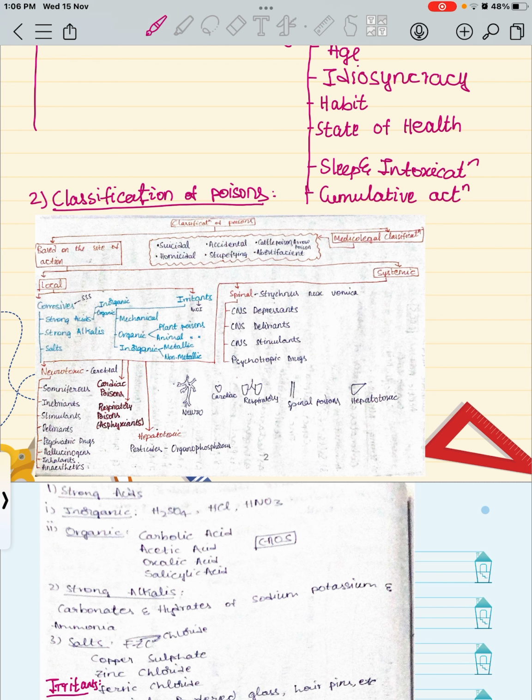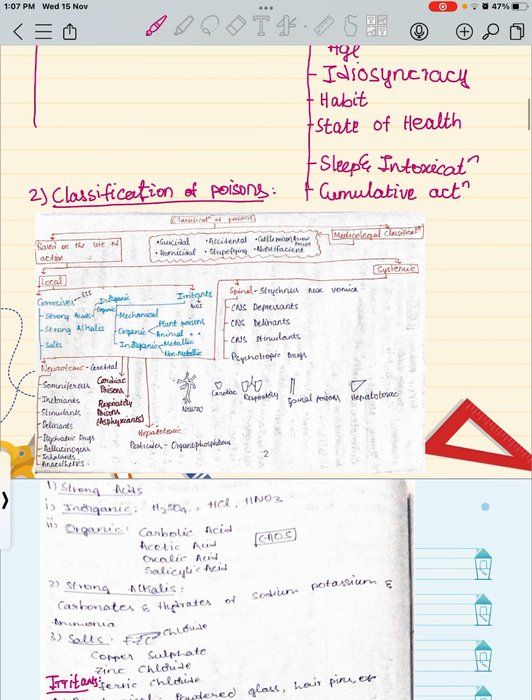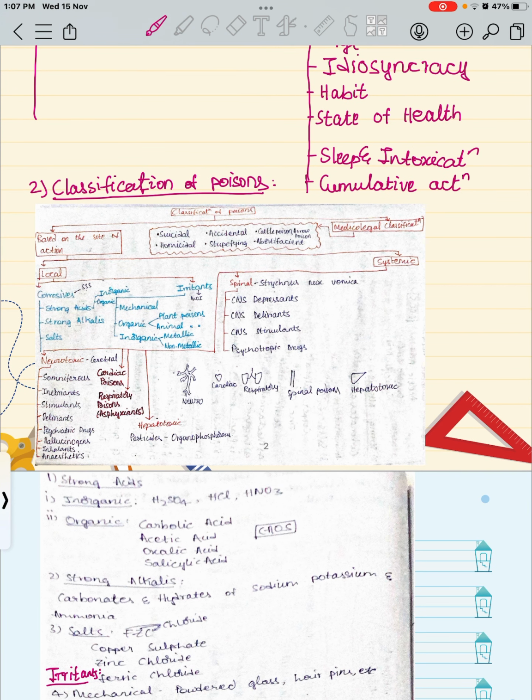Coming to local poisons, the examples are corrosives and irritants. Corrosives are again of three types: strong acids, strong alkalis, and salts. Strong acids are again of two types: inorganic and organic. Irritant poisons are of three types: mechanical, organic, and inorganic. Organic is again of two types: plant poisons and animal poisons. Inorganic irritant poisons are of two types: metallic and non-metallic.